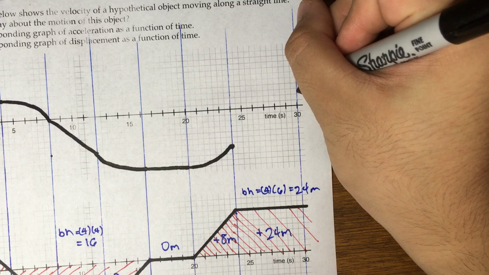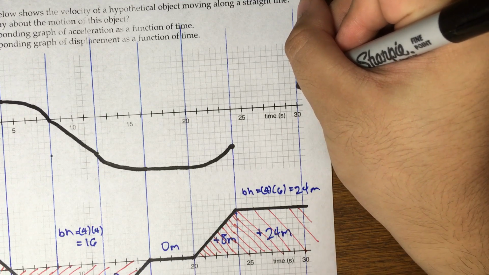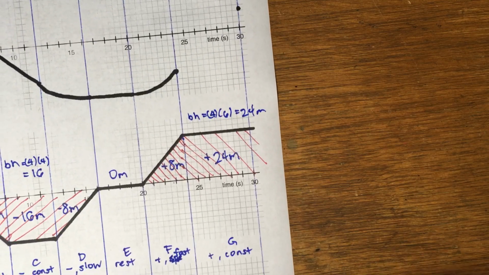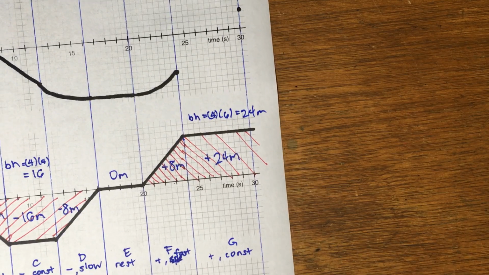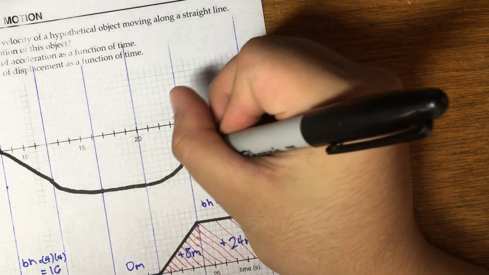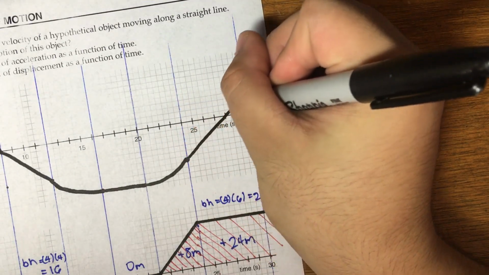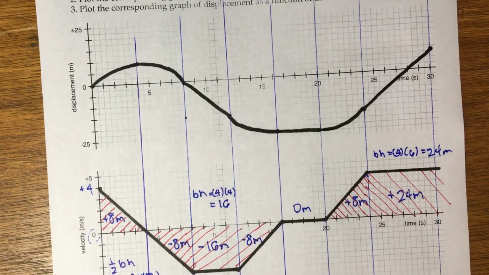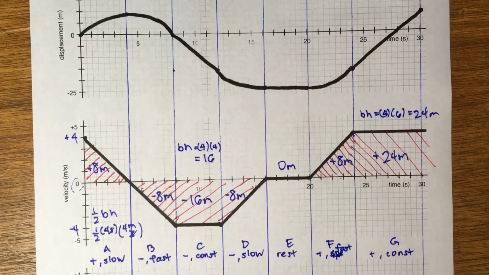Okay, we look for 8. It's around here. So if this is 8, and because it's going at a constant speed, it's not going to be curved. It should go perfectly straight. So I just draw a line going there, and there we go. And that is the position time graph of this velocity time graph.